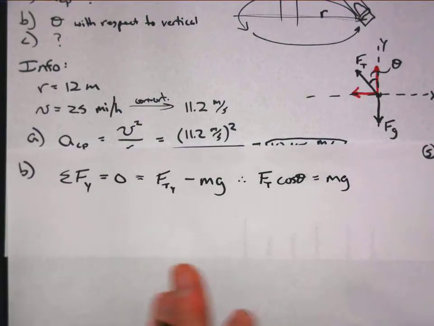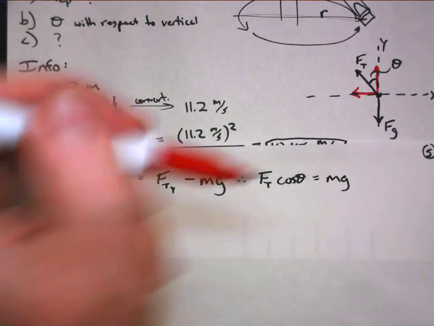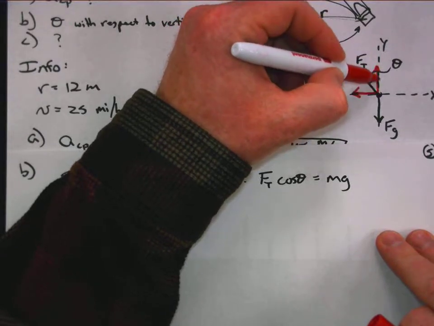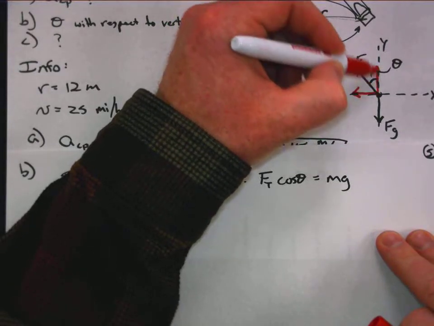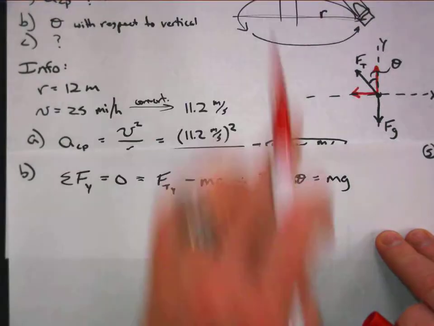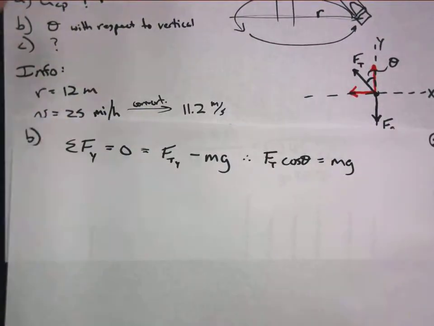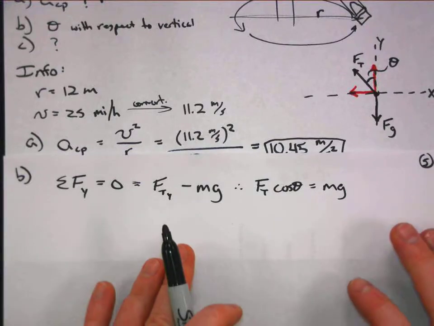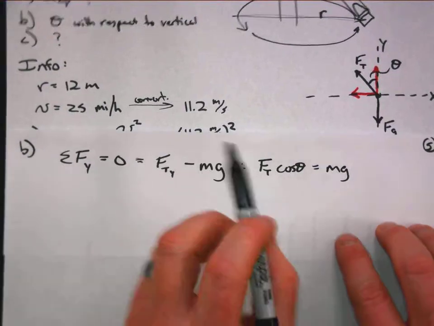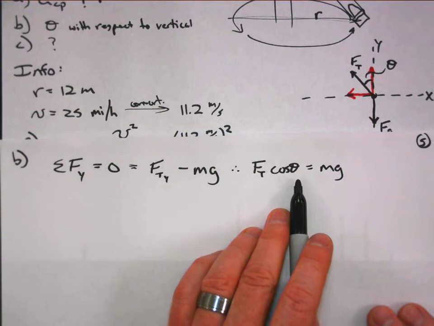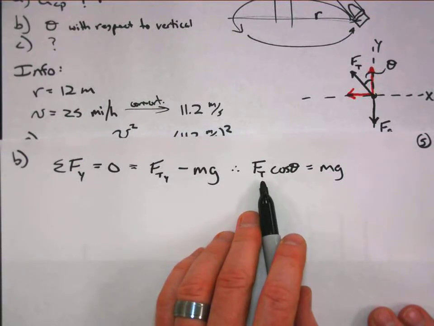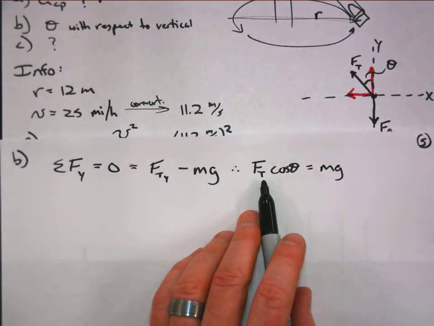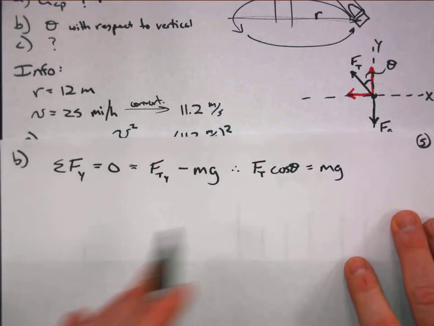And I chose cosine because if I look at the way this triangle is drawn, this is the component of tension that I'm looking for, and it happens to be adjacent to theta. So adjacent means cosine. So there's no confusion there. But I have an issue. And the issue is that angle theta is an unknown, but so is Ft, force of tension. I have two unknowns here. So at this moment I cannot solve.